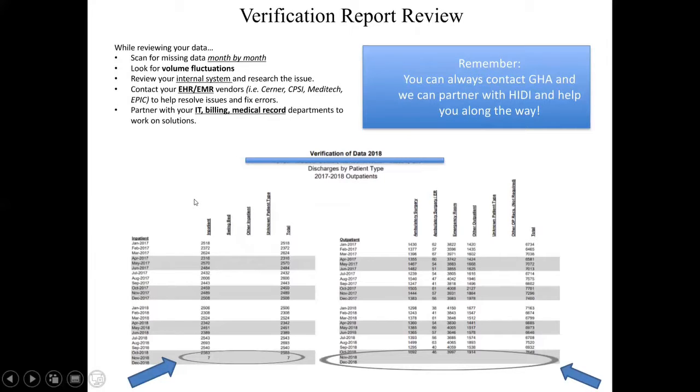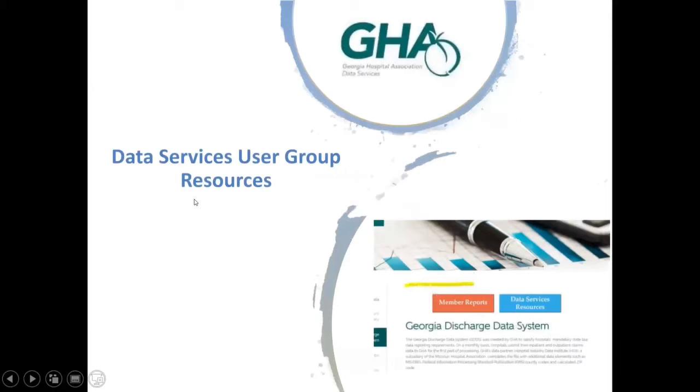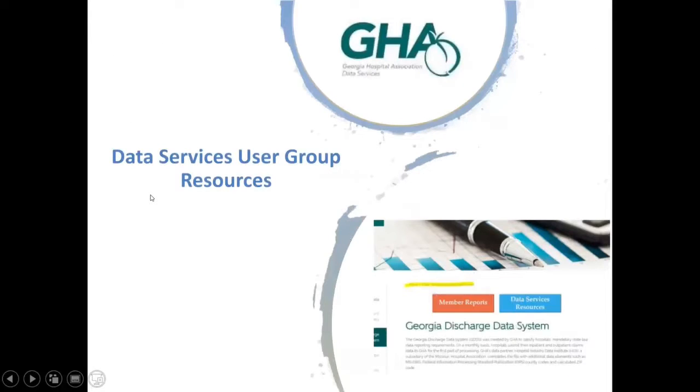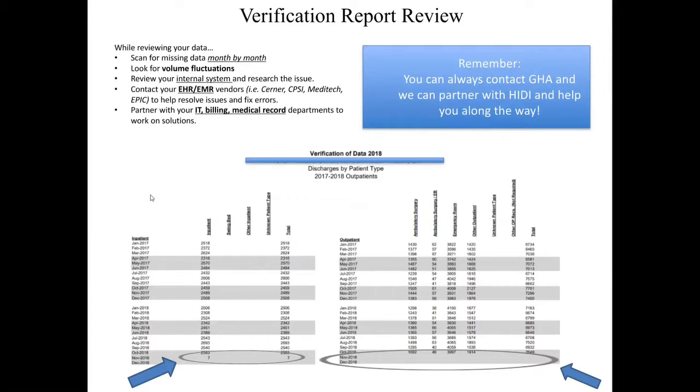It gives you counts by patient type, by month, year over year. I don't know why my screen keeps jumping. By outpatient as well. You also would want to look at payer. The pages following this one have the payer broken down, so you want to make sure that you have the appropriate payers reporting in your data.